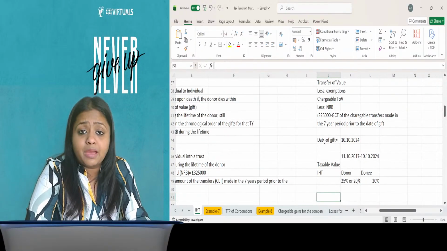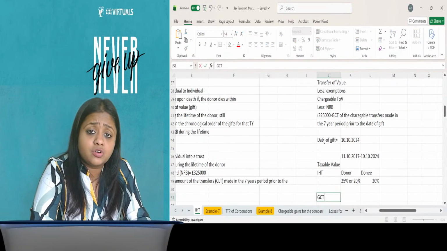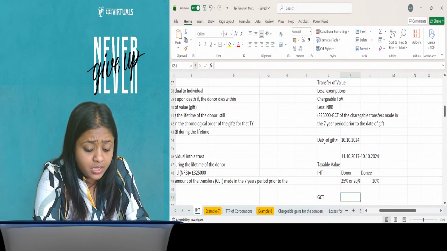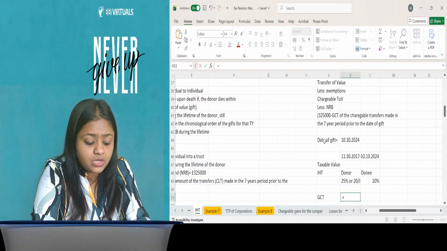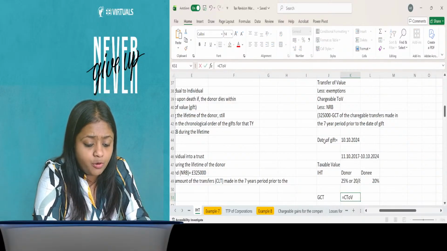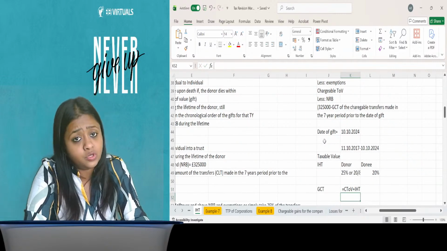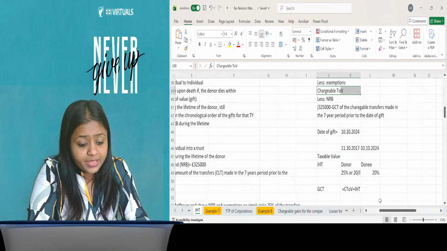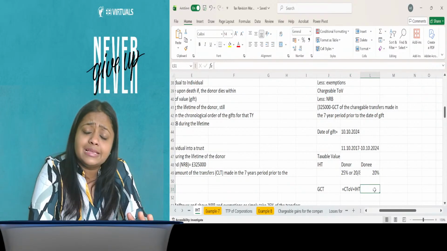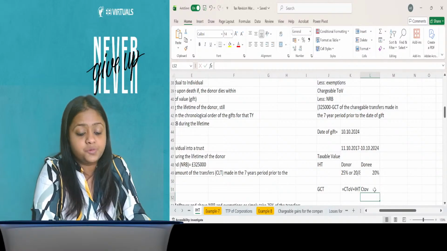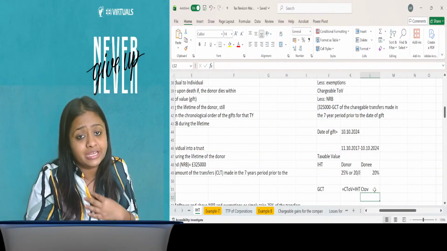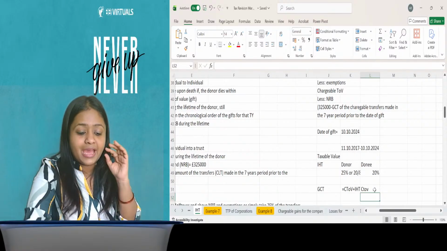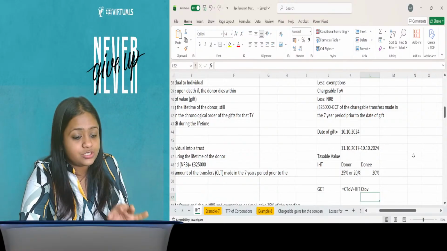Now comes the next point. What is GCT? GCT is the gross chargeable transfer of value. Remember, if the tax is borne by the donor, then the GCT will be equal to your chargeable transfer of value plus IHT paid by the donor. Chargeable transfer of value is the value before NRB. If the tax is borne by the donee, then it's simple. It is just the chargeable transfer of value and you will not add IHT. Done and dusted. Clear? I will explain how to calculate lifetime tax with a question, don't worry.